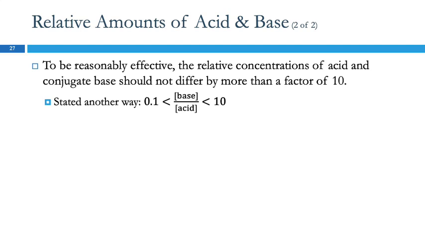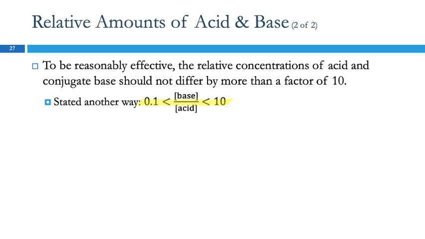To be reasonably effective, this is our guideline. The relative concentrations of acid and base should differ by less than a factor of 10. Or stated another way, if you take the ratio of base to acid, it should be between 0.1 and 10. One should be no more than 10 times the other. And that will give us a reasonably effective buffer.